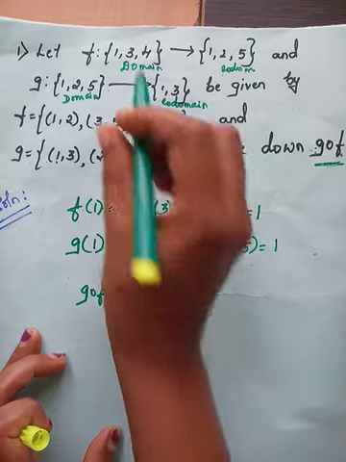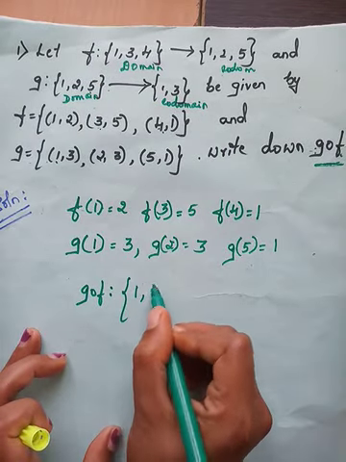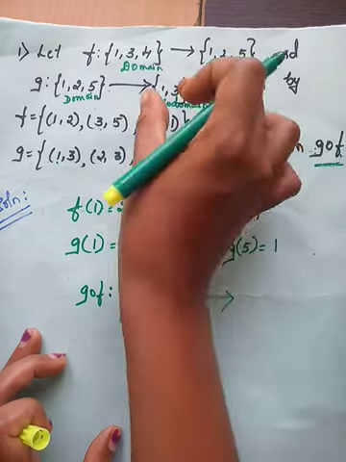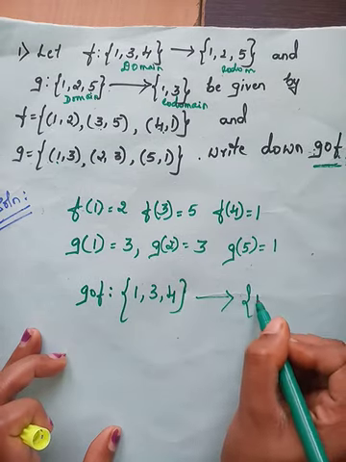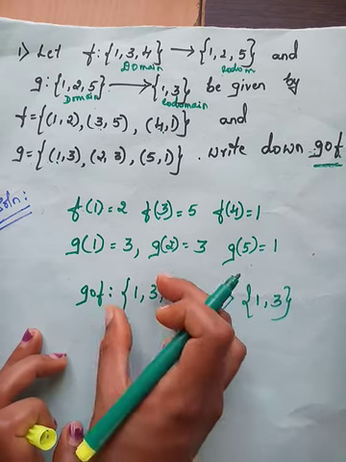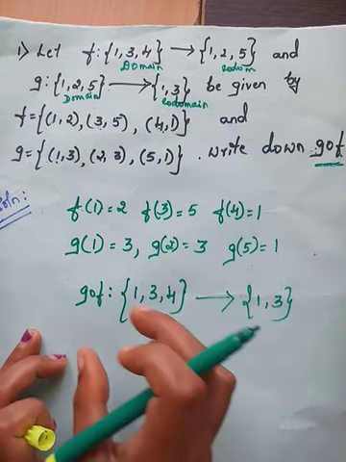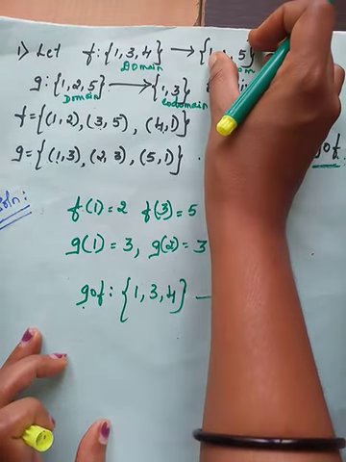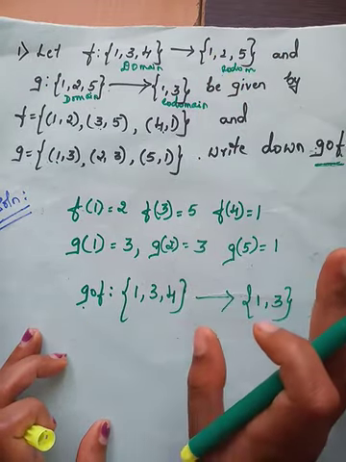The domain is the domain of F, that is 1, 3, 4, and the codomain is the codomain of G, that is 1, 3. I hope you are clear. How did we write this? In order that the composition be defined, the domain of G should be equal to the codomain of F. Yes, so the composition is defined.